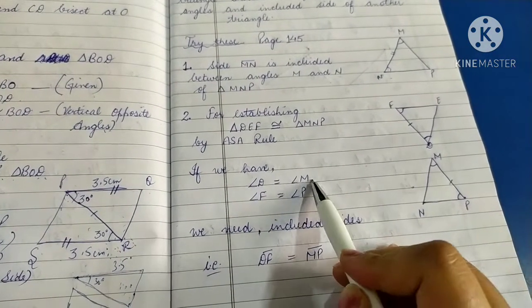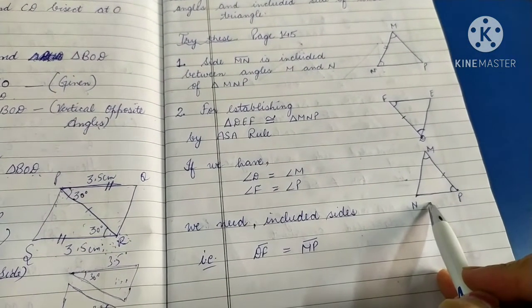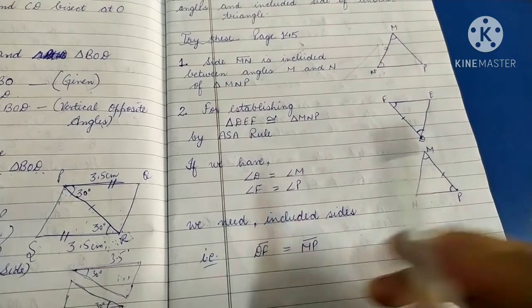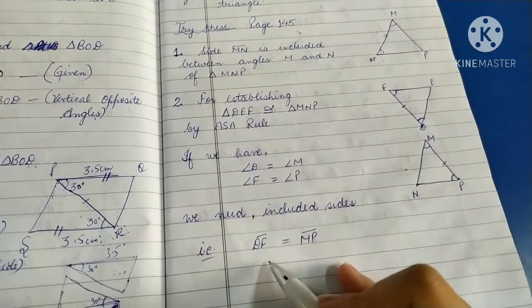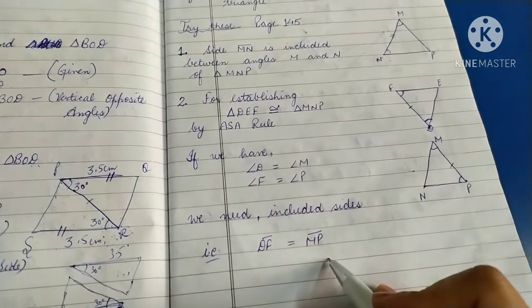Similar is another question. If angle D is equal to M of the given triangles and angle F is equal to P, then for the sides we need these both combined, DF, and these both combined, MP.